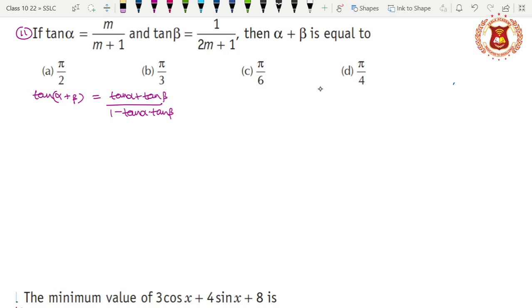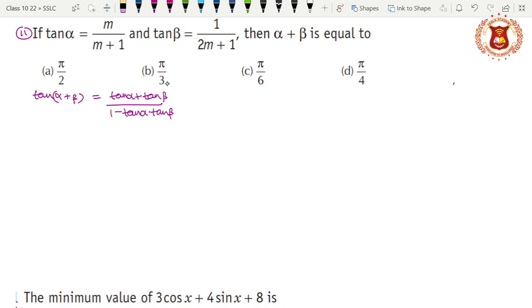In this problem, again based on the tan(alpha plus beta) identity, they have given tan alpha is equal to m by m plus 1 and tan beta is equal to 1 by 2m plus 1. There is a nice trick in this problem which will help you solve other problems easily. I will look into it later. First, let us solve this problem.